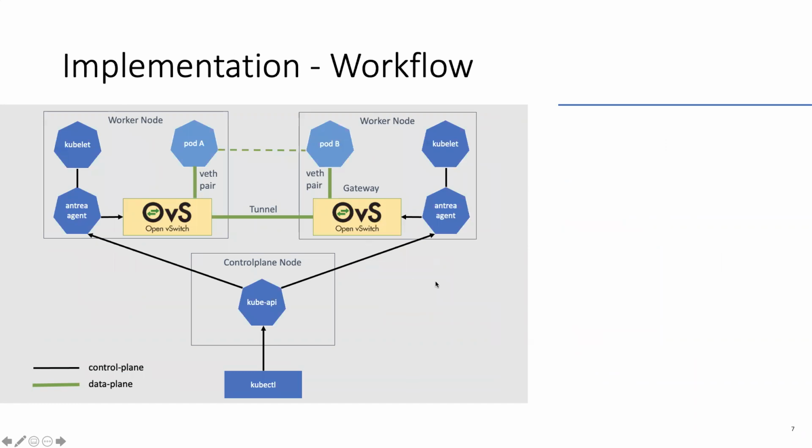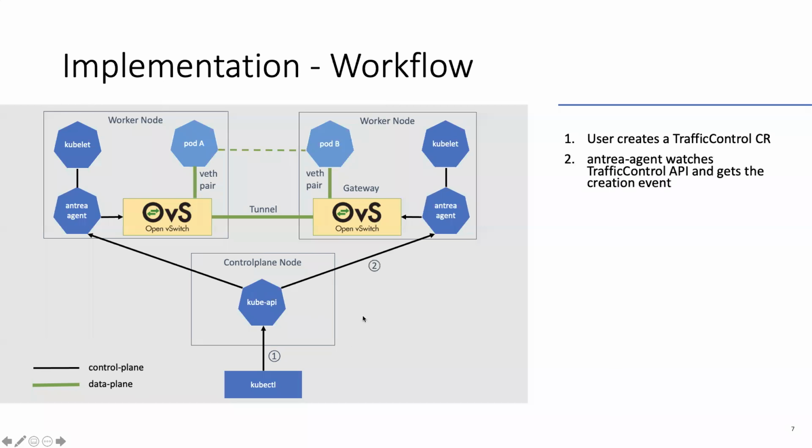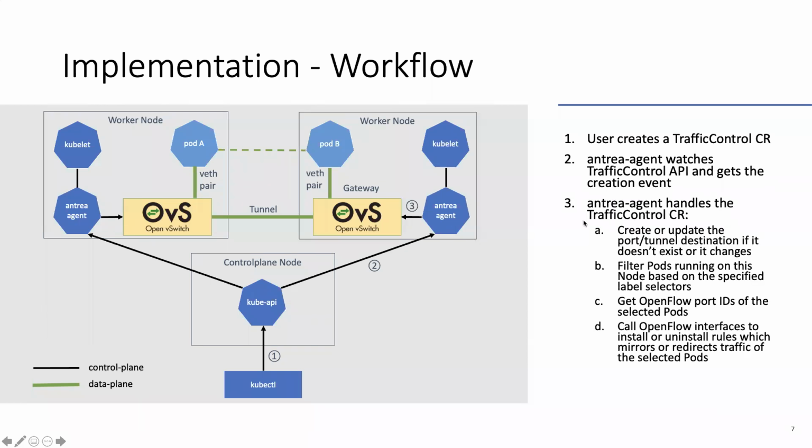And about the implementation, the workflow is like so. The user will create a traffic control CR via the API, and the Antrea agent will watch the traffic control API and get the creation event. After that, the Antrea agent will handle the traffic control resource.